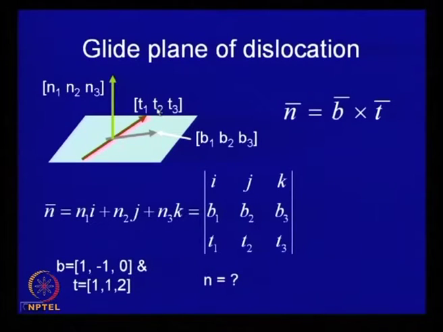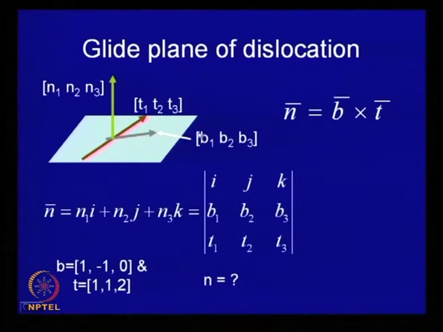Now, let us represent this dislocation direction as T1, T2, T3, and let us say this is the Burgers vector of the dislocation. We represent it in vector notation, with these three components of the Burgers vector with respect to the reference axes: B1, B2, B3. We call the unit vectors along the reference axes i, j, k. The unit vector along the x1 axis is i, along the x2 axis is j, and along the x3 axis is k.